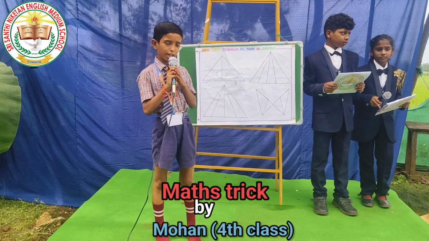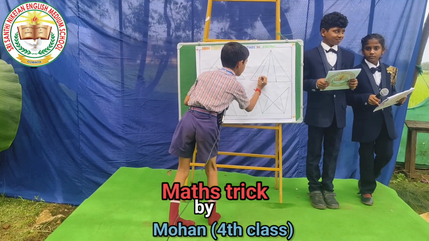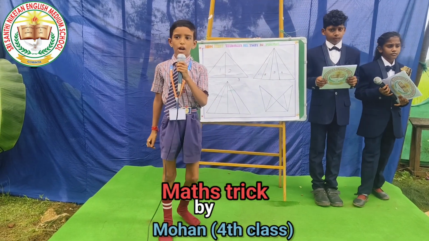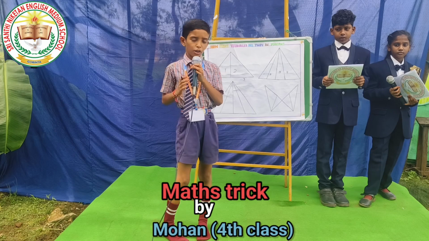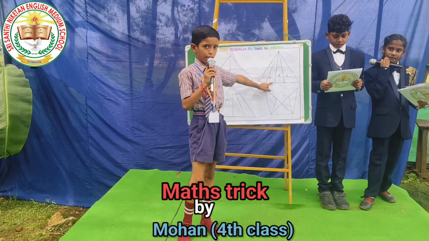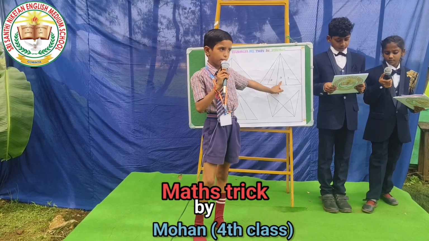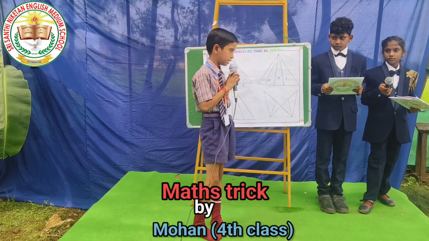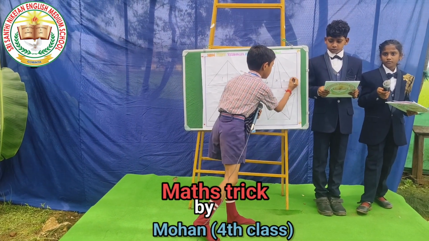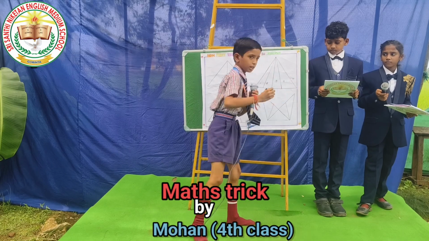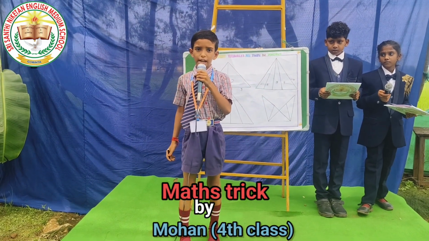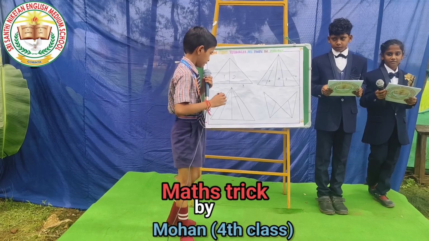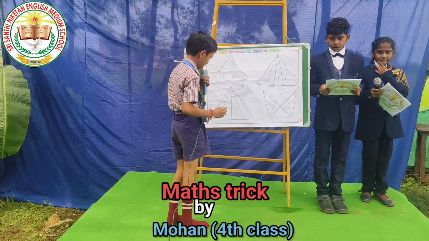Give the numbering for the second figure. Now count all those numbers. 1 plus 2 is equal to 3. 3 plus 3 is equal to 6. 6 plus 4 is equal to 10 triangles. In this way we can count triangles easily. Count all those numbers, and we will get the number of triangles.